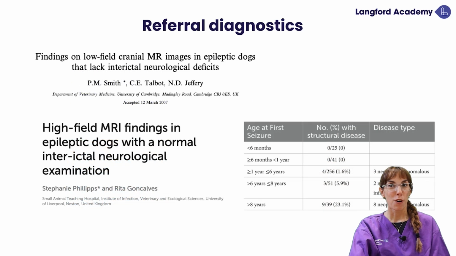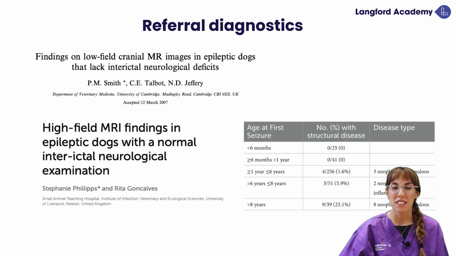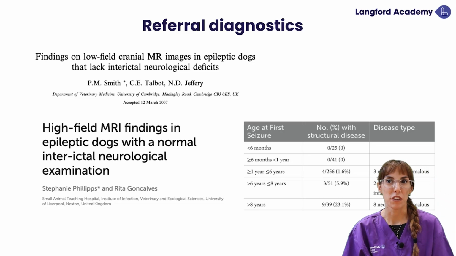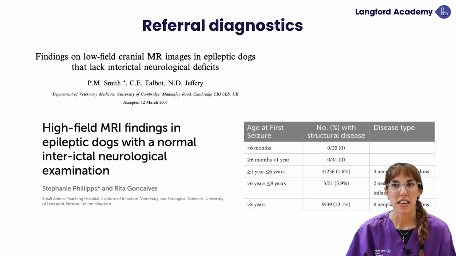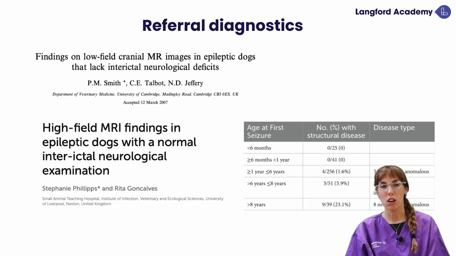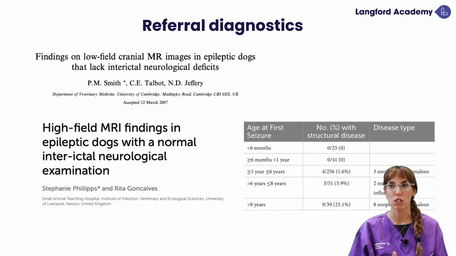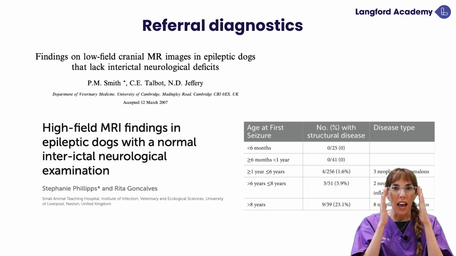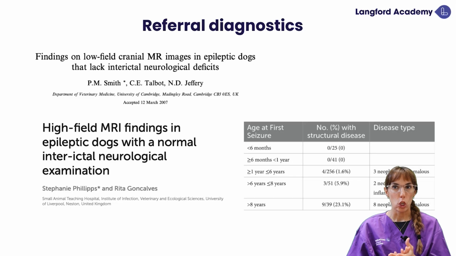A good rule of thumb when approaching a dog with a first seizure is to consider all of the things that I've told you already. So is this dog between 6 months and 6 years of age? And then, is this dog's or cat's neurological examination normal?